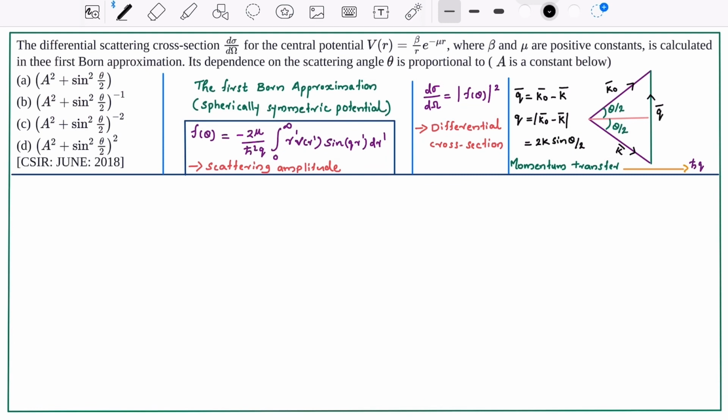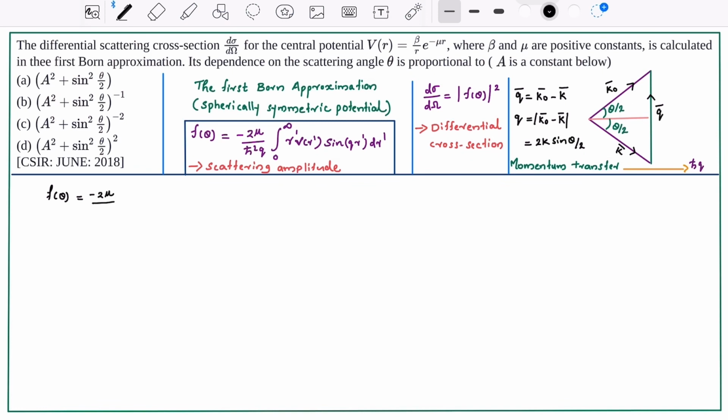So in the question, the dependence of the differential scattering cross-section dσ/dΩ on the scattering angle θ is asked. The potential given is V(r) equal to β/r e raised to minus μr. Now using the first Born approximation, we can calculate the scattering amplitude f(θ). Once you have f(θ), take the modulus and square, that will give the differential scattering cross-section. Now from the differential scattering cross-section, we can find out how it depends upon the scattering angle θ.